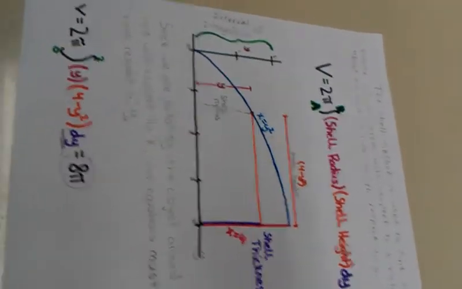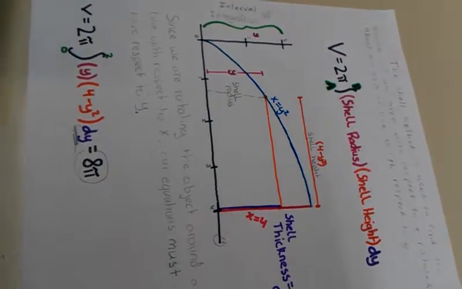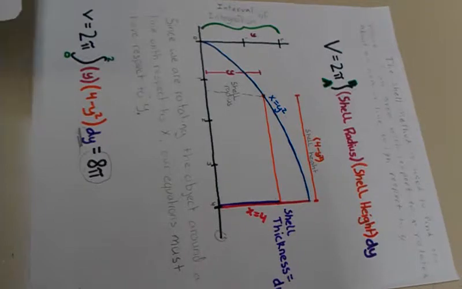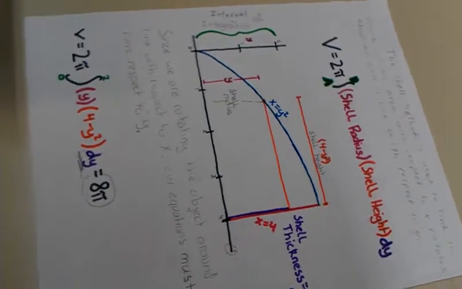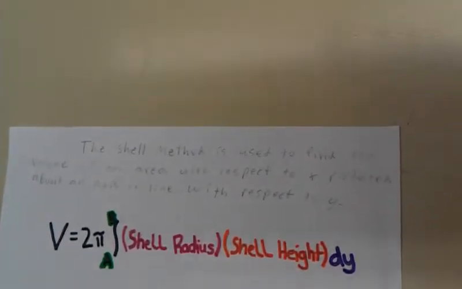Alright, this would be Matt and Mike on the shell method. You might be asking, what is the shell method? Well, the shell method is used to find the volume between curves rotated about an axis or line with respect to y. The volume, yes, the volume.